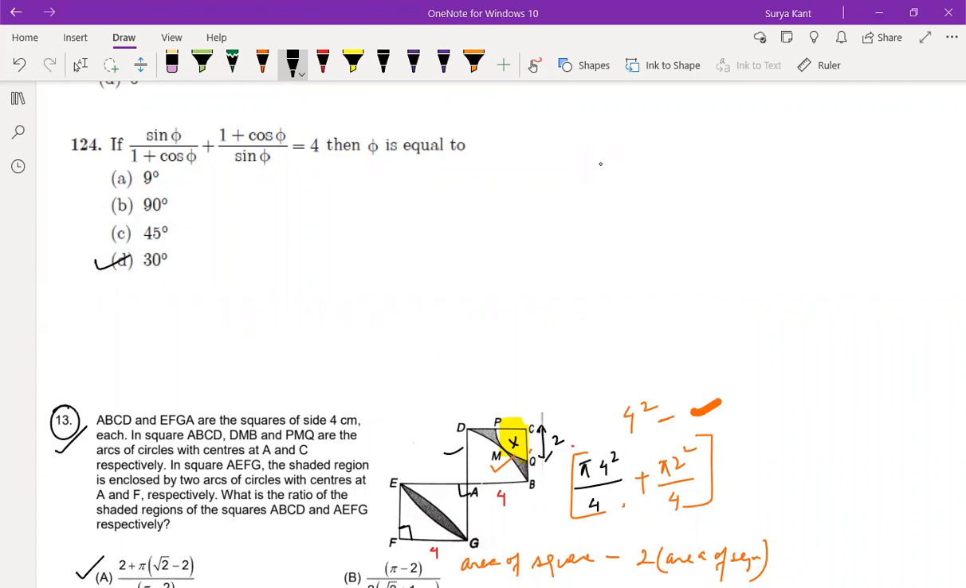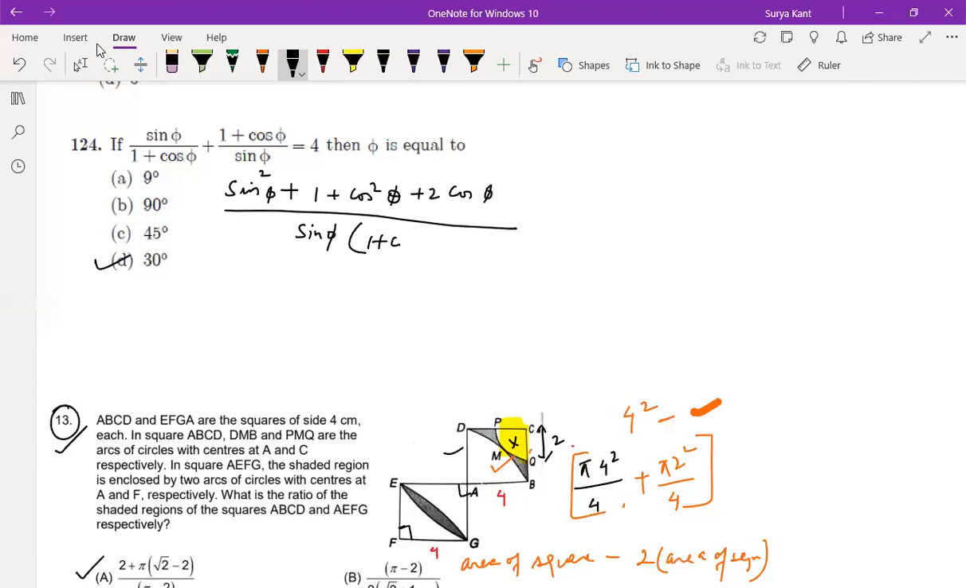It's a bit of a long process, I feel. It takes time, sir, but it's very easy. Sine phi whole square plus 1 plus cos square phi plus 2 cos phi, right? Yes. Divide by sine phi into 1 plus cos phi. This only you have written now. Yes, sir, the same one.